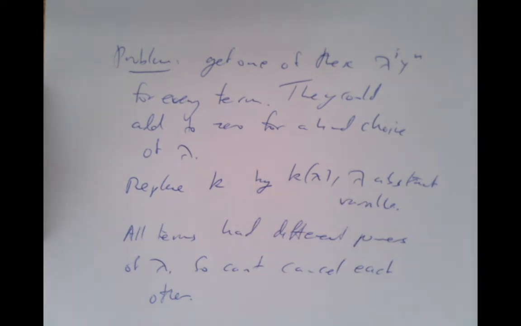So for example, lambda cubed plus lambda is a non-zero polynomial because it has a non-zero lambda cube term and a non-zero lambda term. And they don't cancel each other out. They may cancel each other out if lambda was a number, but if it's an abstract variable, they can't cancel each other out. So we don't have any problem with cancellations.